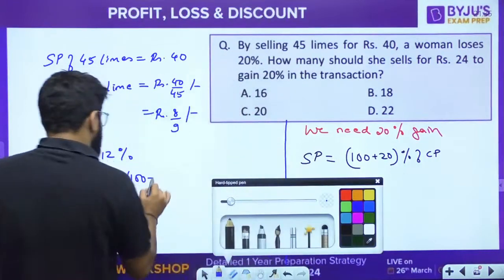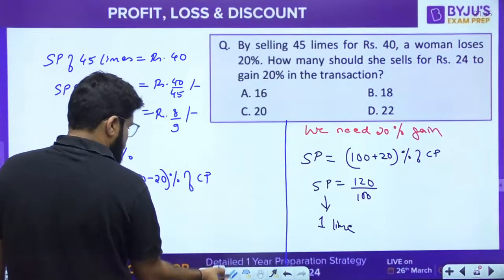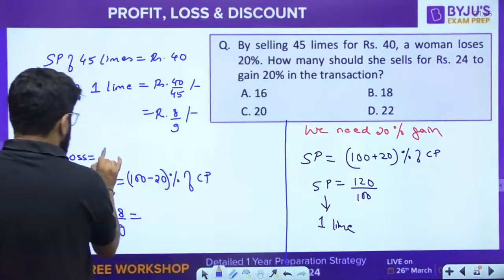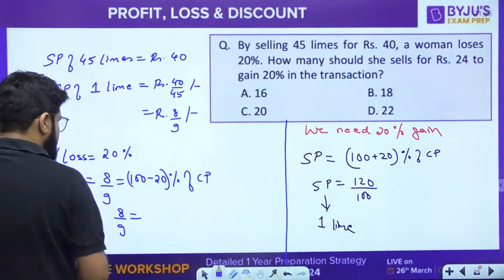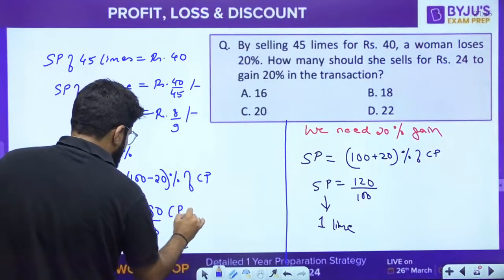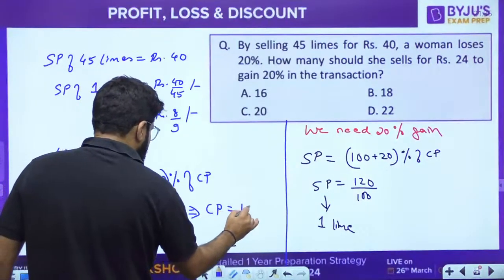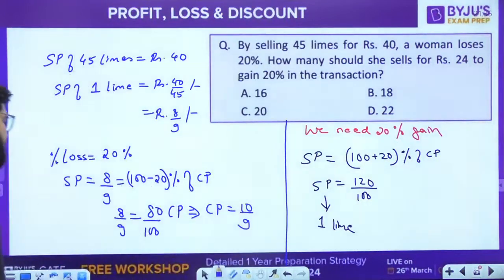Okay, let's do that correction quickly. 100 minus 20% of the cost price. I think I read the data wrong. So that is 80 by 100 of the CP. Now it's a simple calculation. This is cancelled as 10. So CP for one article is 10 by 9 then. CP for one lime is clearly 10 by 9.